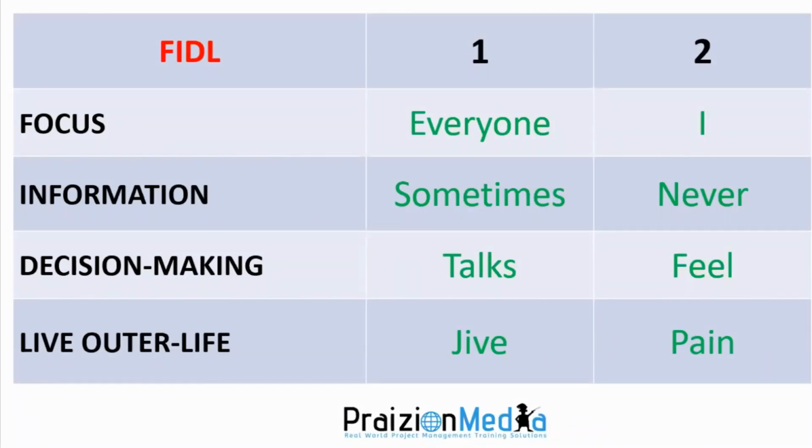On the left, focus, how you process information, how you make decisions, and how you live your outer life. 2 categories, 1 and 2. Just remember the mnemonic. Everyone sometimes talks jive. Second column, I never feel pain. Remembering these 2 and putting them side by side, it's either an E or an I. You're either extrovert or introvert, sensing or intuitive, thinking or feeling, judging or perceiving. And that's it. So I hope that helps you in being able to recall these categories.